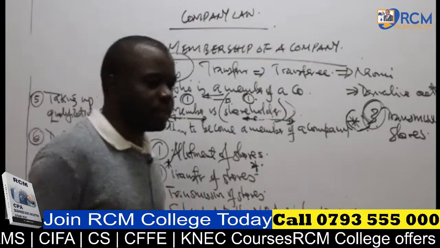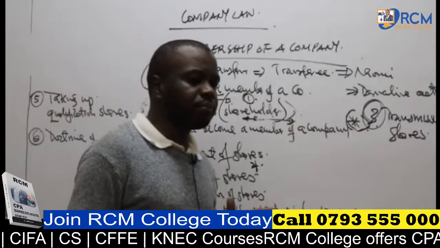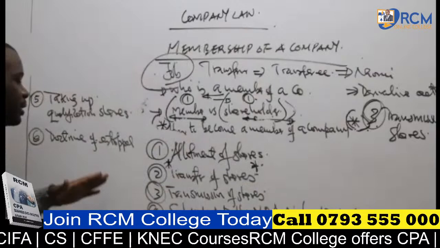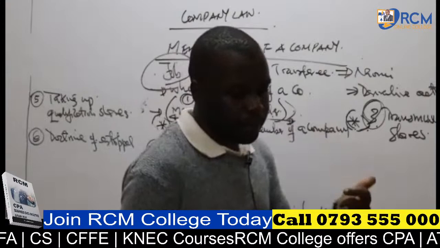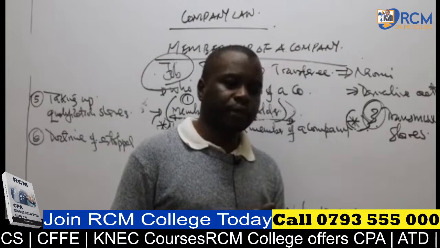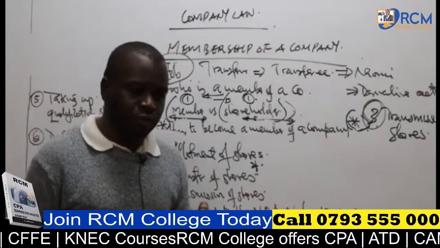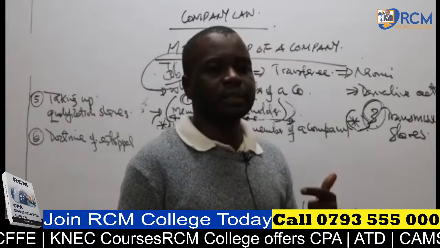So those are the major ways of how you can become a member of the company. The doctrine of estoppel: if your name appears by mistake in the register of members of the company, you cannot deny the actions you undertook while your name was appearing by mistake. You'll be taken to be a member of the company through what we call the doctrine of estoppel.